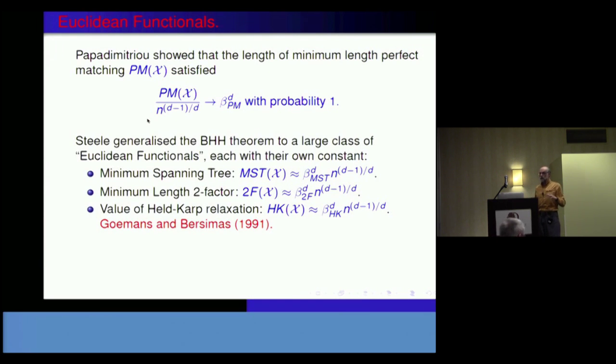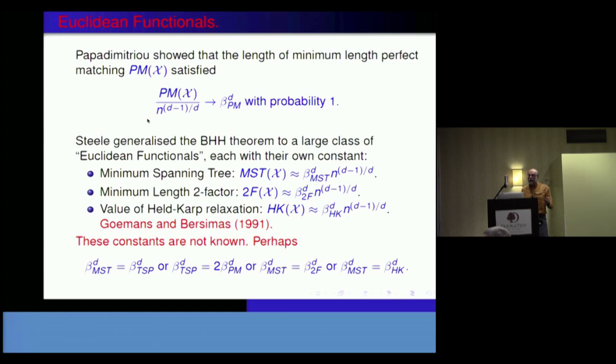Then after that, Steele generalized the BHH theorem and showed that this root n times beta is a sort of, I don't know what the word is, a paradigm or a phenomenon, that there were things called Euclidean functionals. So for the minimum spanning tree, there's a beta MST, and for the minimum length 2-factor, there's a beta 2-factor. And then quite a difficult paper, Hartmann and Berg-Seamus, showed that if you consider the Held-Karp, the natural linear programming relaxation of the TSP, that there is a beta HK.